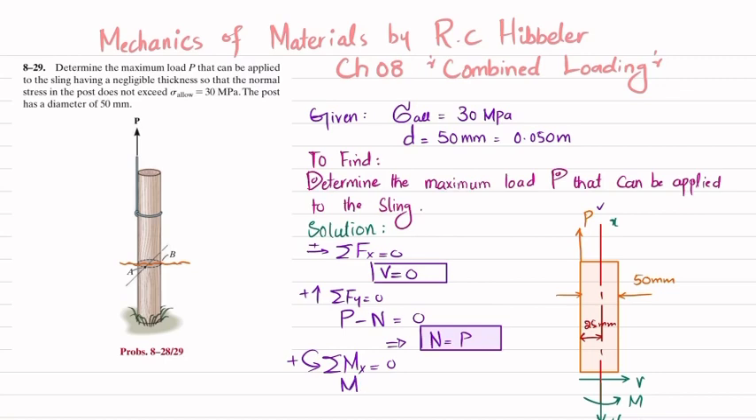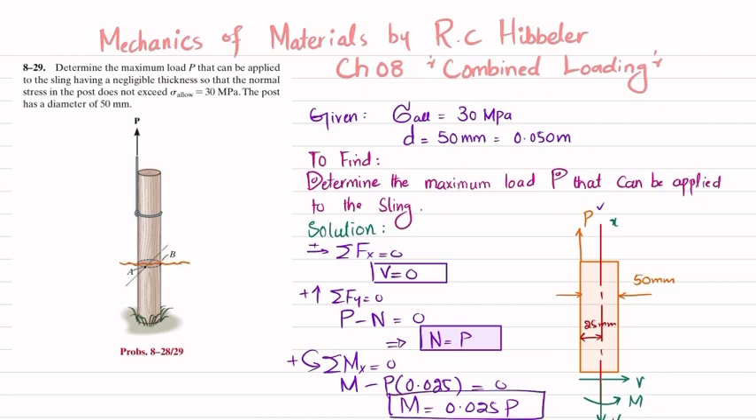So I will write plus M. And the second moment is this load times the perpendicular distance, which is 25 millimeter, and this is producing clockwise moment, so it will be negative. So minus P times this 25 millimeter, which in terms of meter is 0.025, is equal to 0.